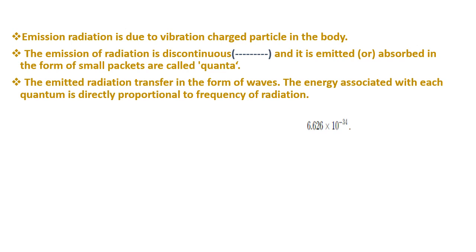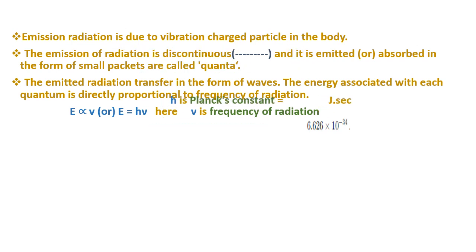Energy associated with each quantum is directly proportional to the frequency of the radiation. That is, E is directly proportional to ν, where ν is the frequency, so E equals hν. Here ν is the frequency of radiation and h is the Planck constant. The value of the Planck constant is 6.626 × 10^-34 joule second.